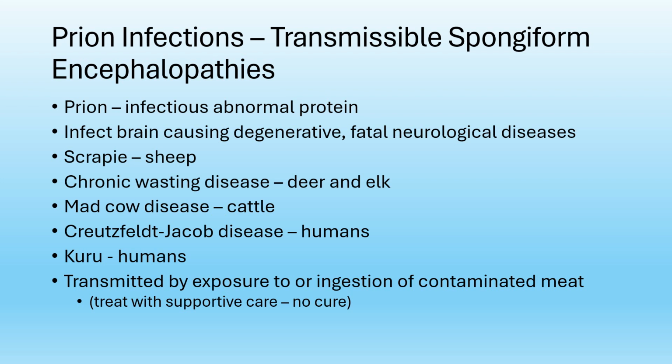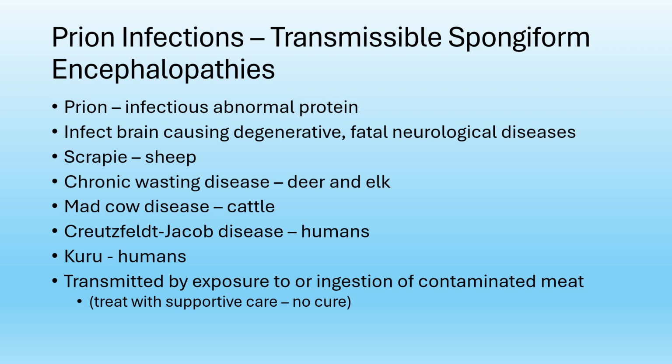It can infect the brain, causing degenerative, fatal neurological diseases. When you look at the brain tissue, there are a lot of open spaces in it; it's breaking down. It looks like a sponge, which is why we call it spongiform. When it's in sheep, it's scrapie. When it's in deer and elk, we call it chronic wasting disease. In cattle, it's referred to as mad cow disease. In humans, it's Creutzfeldt-Jakob disease or Kuru.